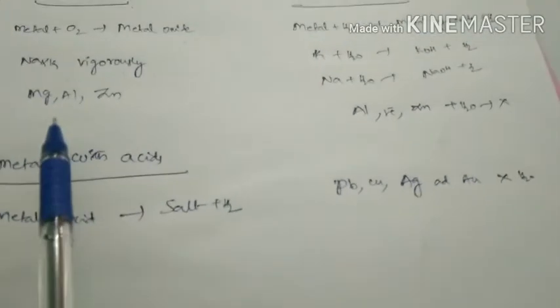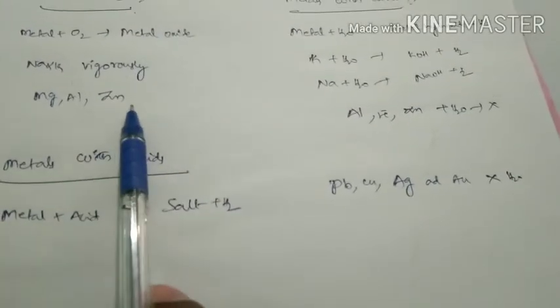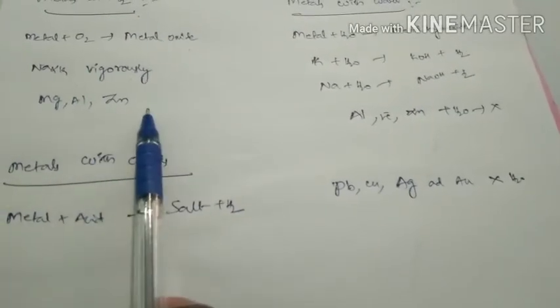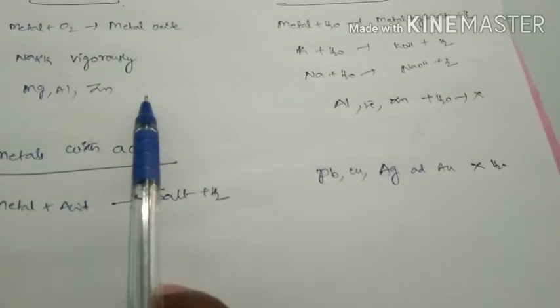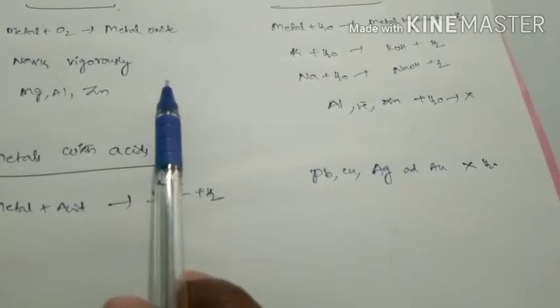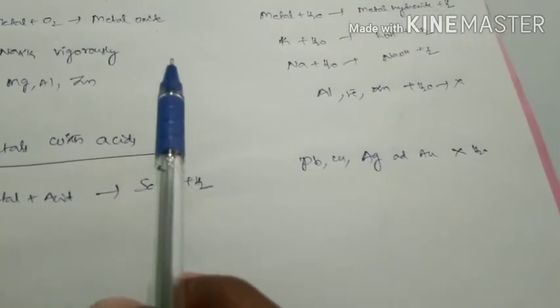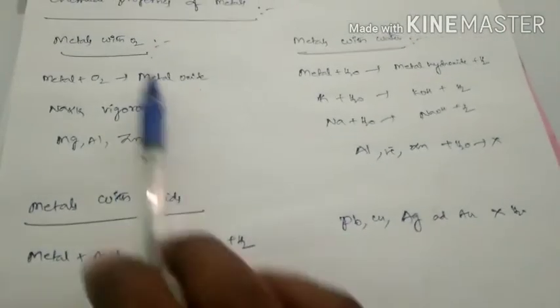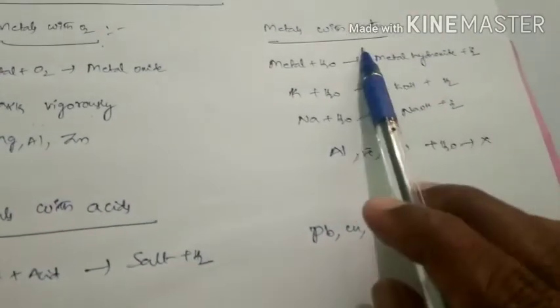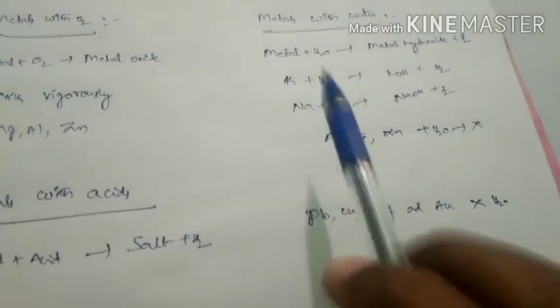I repeat once again, the metals magnesium, aluminum and zinc, when they react with oxygen, form oxides, but their further reaction will be prevented due to the presence of the oxide layer around the surface. So that is about metals with oxygen. Next one is metals with water.